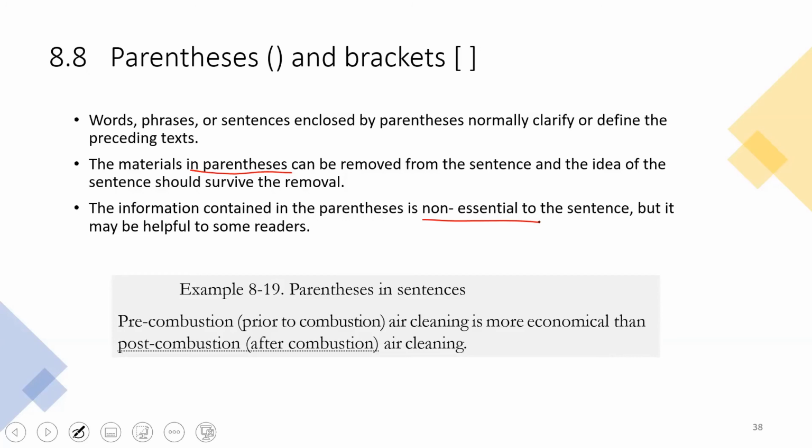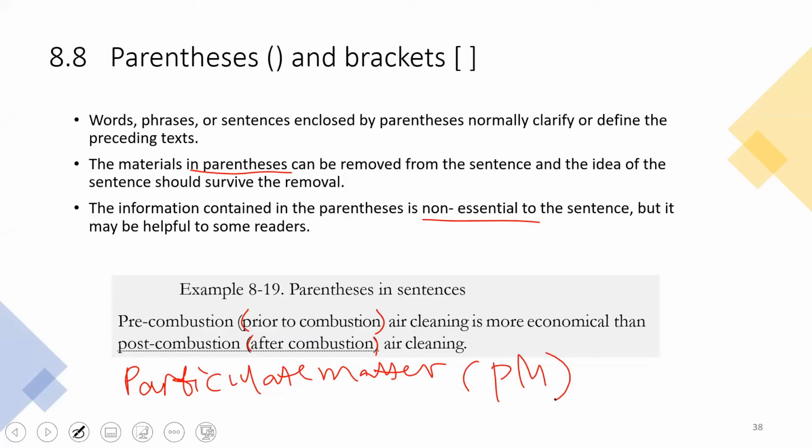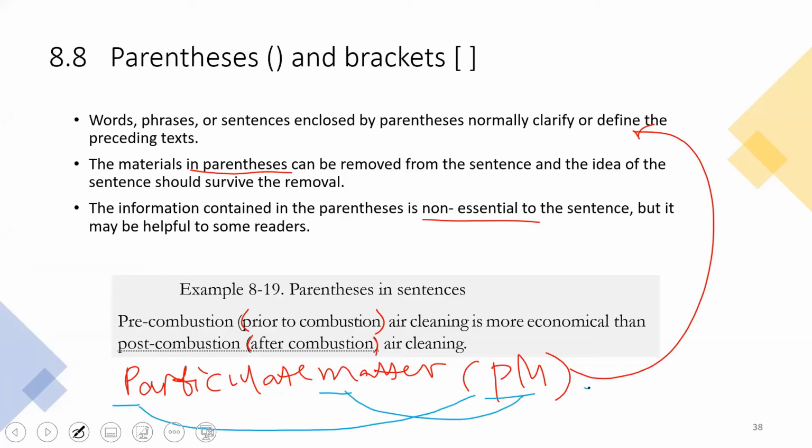For example, pre-combustion, which means prior to combustion. Okay, post-combustion means after combustion. This is for definition. There is an M, so that gives you PM. Later on, as you keep writing, then you use PM is something. You do not have to keep writing particulate matter. Okay, so that's one function, for definition.